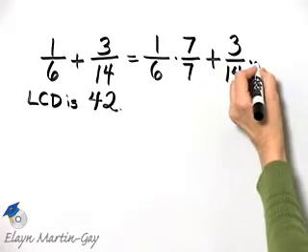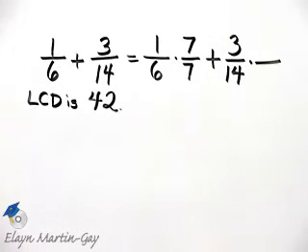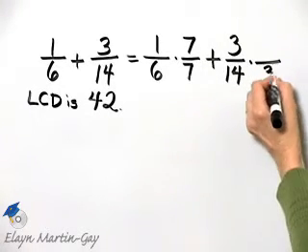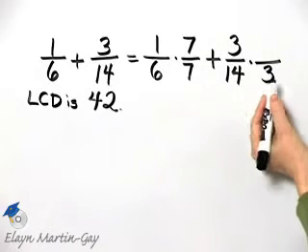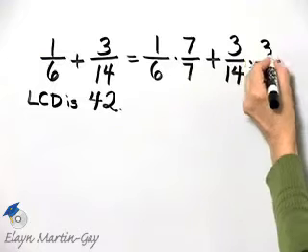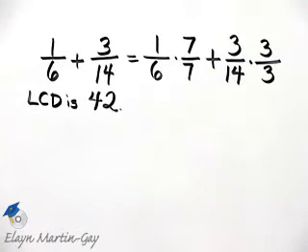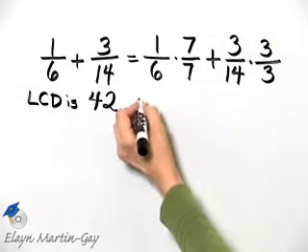And I ask myself the same question. 14 times what gives a product of 42? Well, 14 times 3 gives a product of 42. Whatever this number is in the denominator, you must put that same exact number in the numerator so that you are in essence multiplying by 1 and not changing the value here.